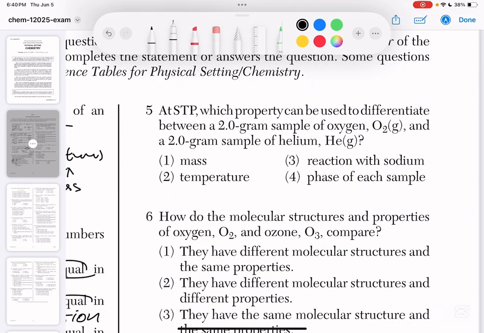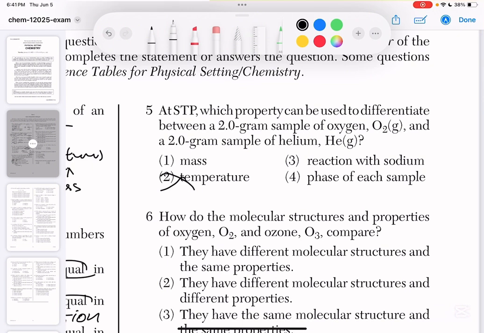Differentiate between STP, which property can be used to differentiate. So this is at standard temperature and pressure, so we're not going to be able to differentiate based on temperature because at STP they're both 0 degrees Celsius. So we can cross this one out.